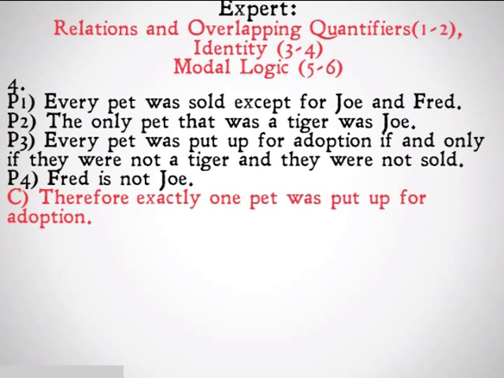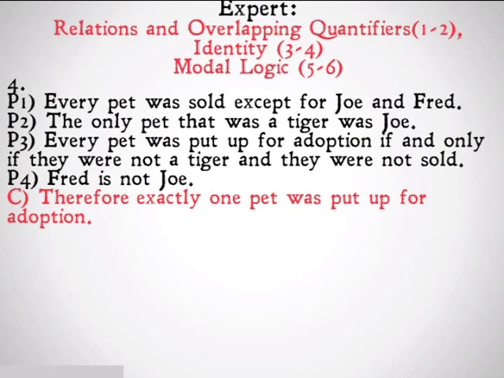Premise 1. Every pet in the store was sold except for Joe and Fred. Premise 2. The only pet that was a tiger was Joe. Premise 3. Every pet was put up for adoption if and only if they were not a tiger and they were not sold. Premise 4.